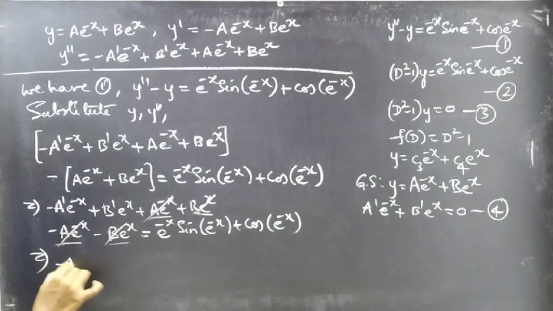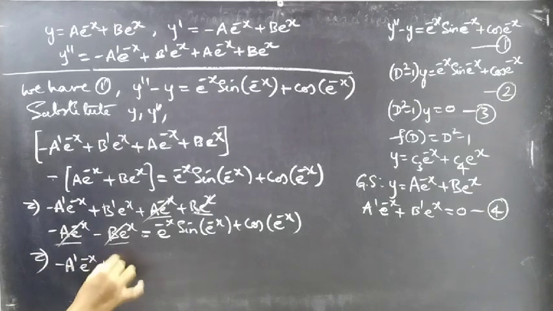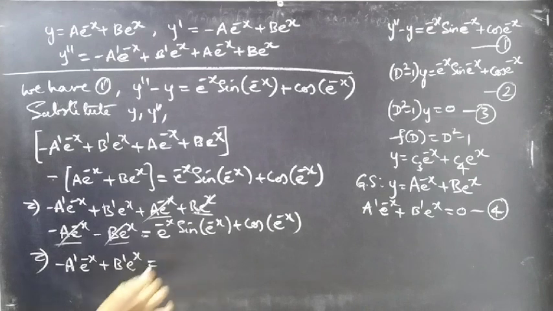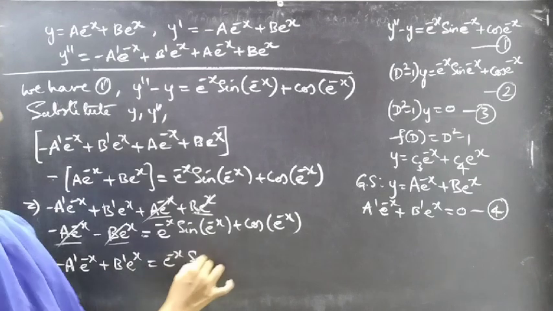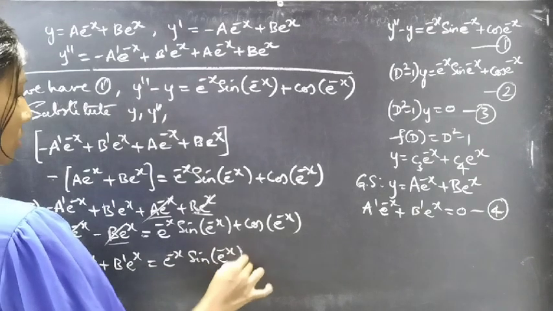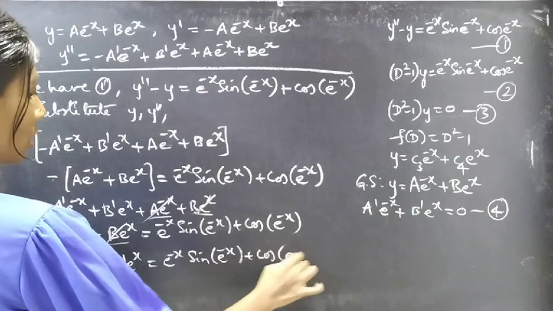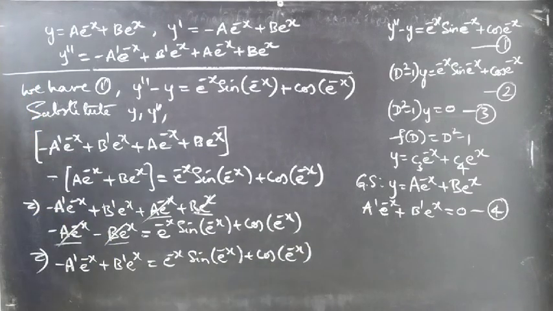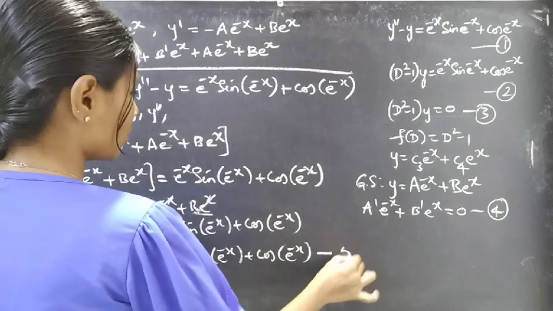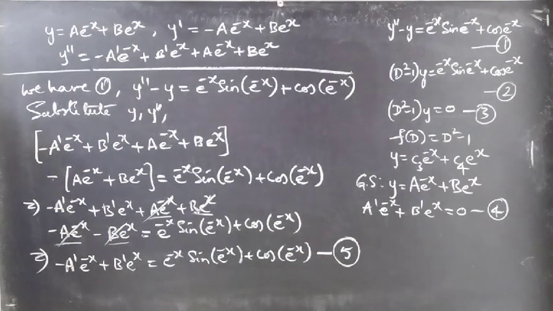We'll get minus a dash e power minus x plus b dash e power x equal to e power minus x sine of e power minus x plus cos of e power minus x. Consider it as equation number 5. Now by solving 4 and 5, we'll get a dash and b dash. Okay, let's now solve 4 and 5 to find a dash and b dash.